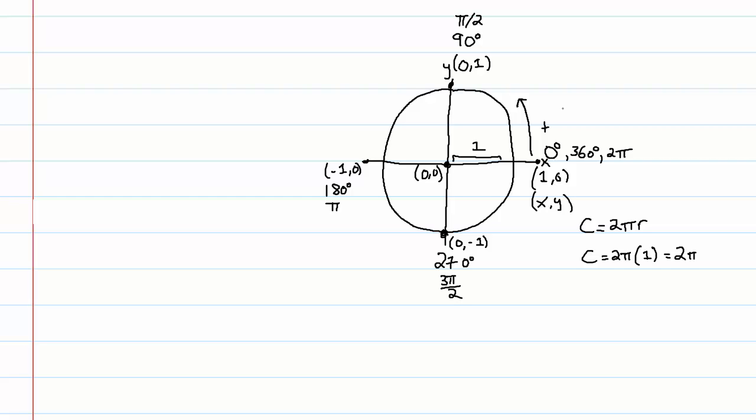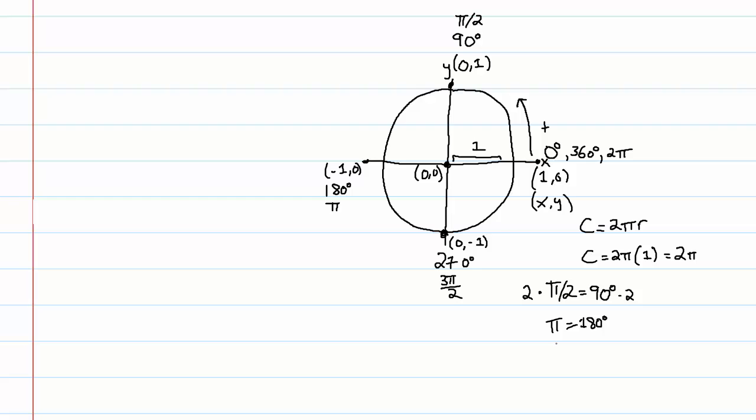Let's take a look at how we can convert from radians to degrees and vice versa. Well, we see that for every pi over 2 we're adding, we're also adding 90 degrees. To get pi by itself, we multiply both sides by 2, and for every pi we add, we should also be adding 180 degrees.